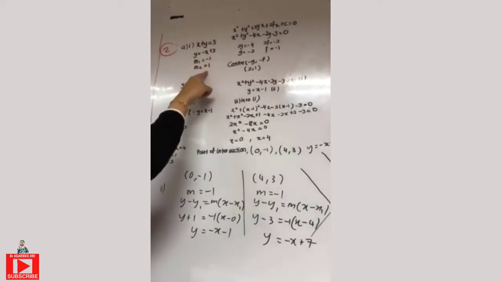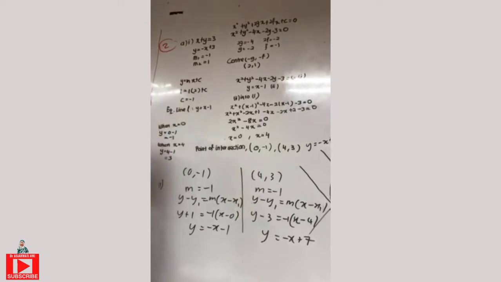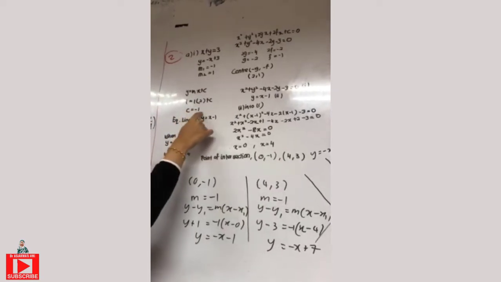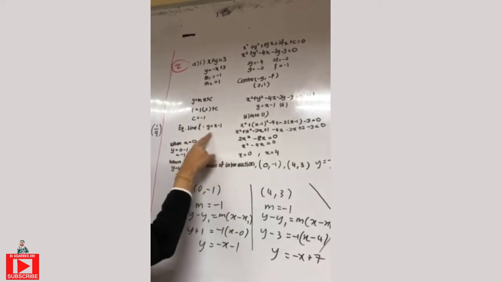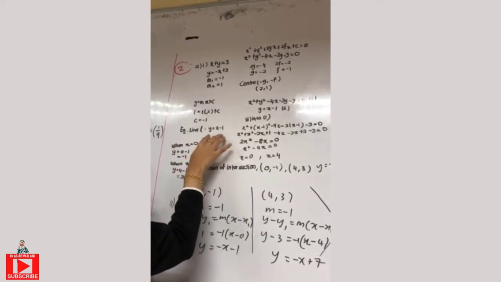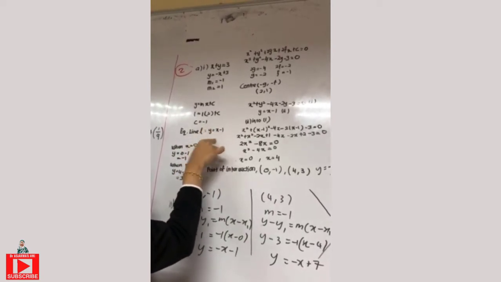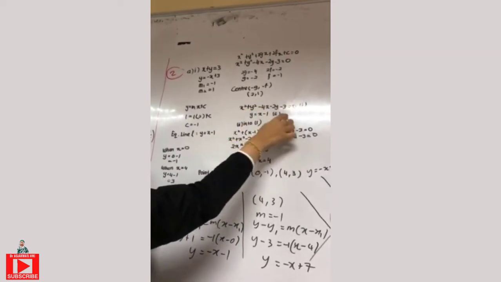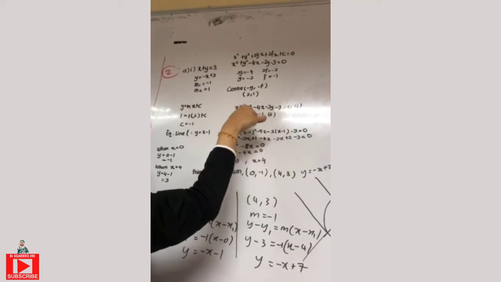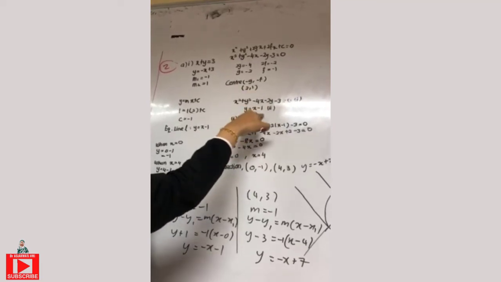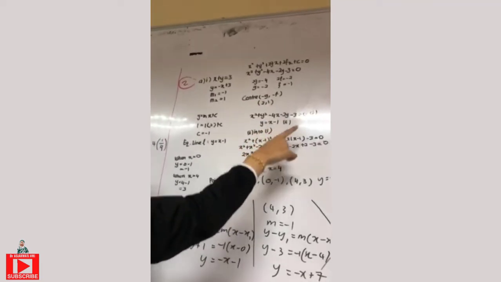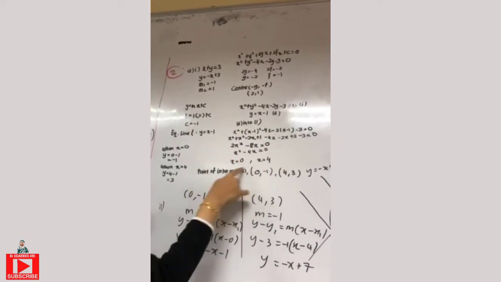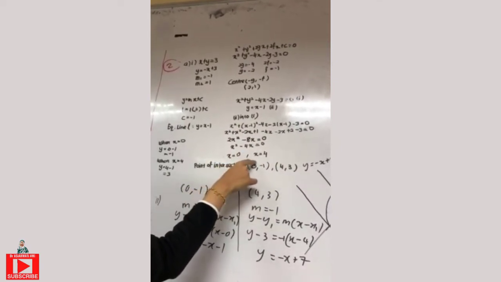Dan ambil m ni, masuk dalam ni untuk carikan line L tu punya y-intercept. So dapat -1. So this is the equation of line L. So cakap line L ni intersect dengan circle. Jadi kita substitute line L ni masuk dalam circle punya equation, then buat kuadratik, dapat x equals to 0, x equals to 4.